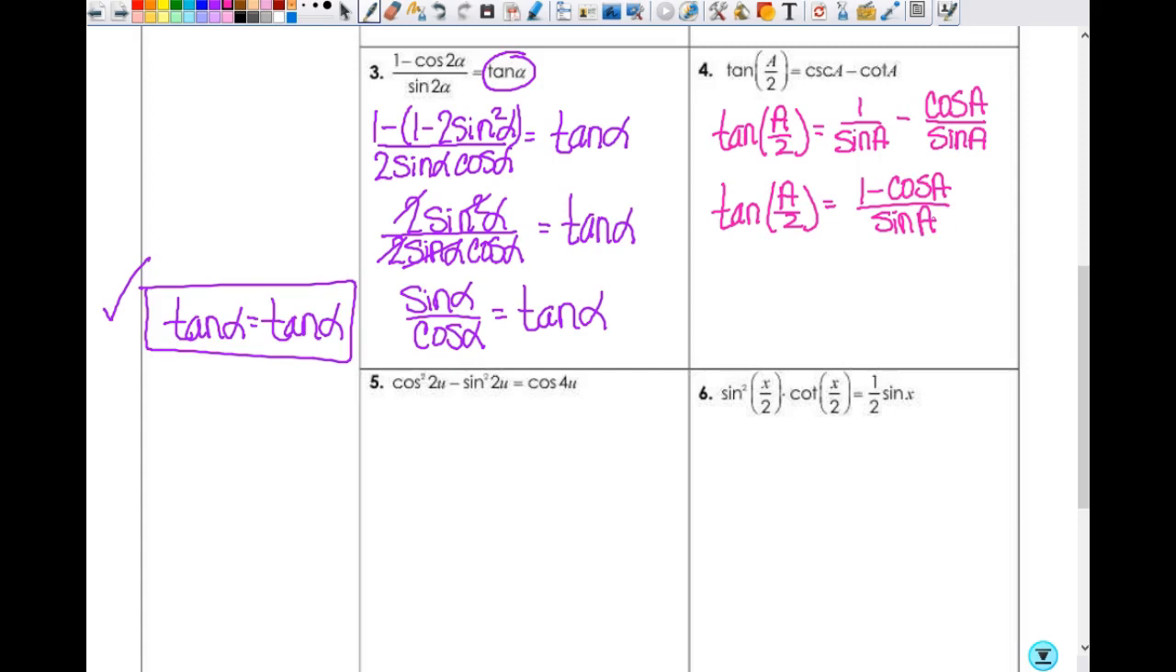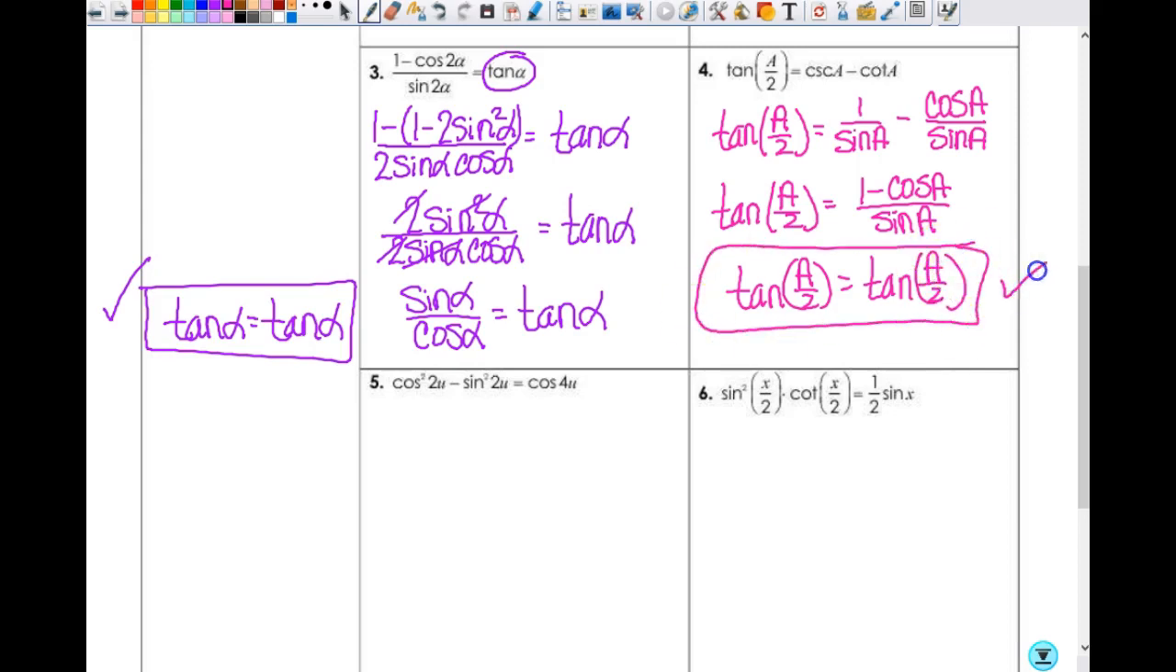But I do need to do something because they don't look identical yet. So what can I substitute in for this? Tangent of a over 2. That's right. Some of y'all get stuck because you never actually look at your little identity sheet. You just stare at me or you stare at your paper. So tangent of a over 2 equals tangent of a over 2, and you're done. That's it. Just because it looks crazy doesn't mean it's difficult.